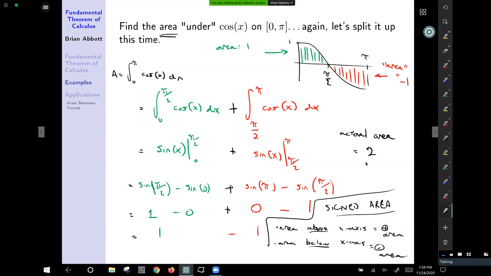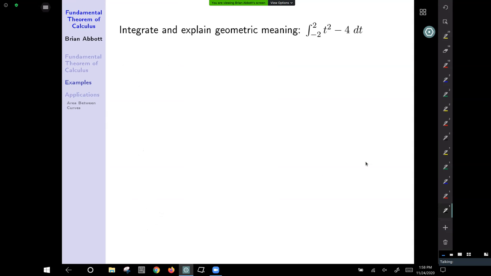So let's continue this idea with another example. We're going to integrate it, and then we're going to take a look at the actual geometric meaning of this. First and foremost, let's just plow forward and integrate this thing. So the integral from -2 to 2 of the function t squared minus 4 dt. Well, we know how to integrate this. Again, just ignoring the bounds of integration for now, we're just going to find the antiderivative of t squared minus 4, or integrate t squared minus 4.